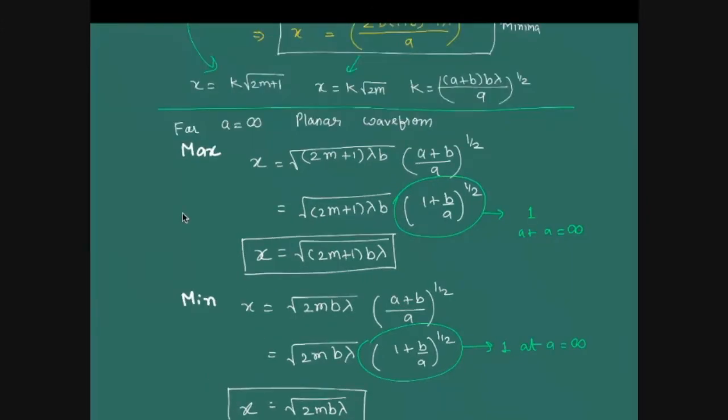So now if you take any constant k and you take the upper equation and take it as root of 2m plus 1 and 2m, you can actually simulate the intensity profile for straight edge.